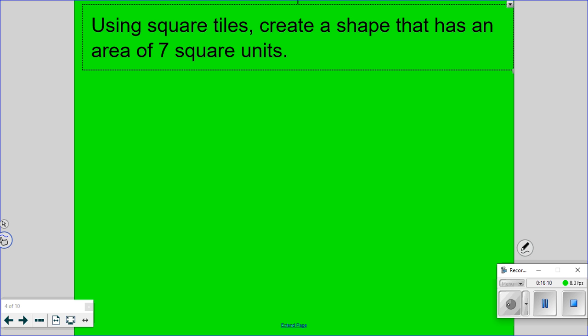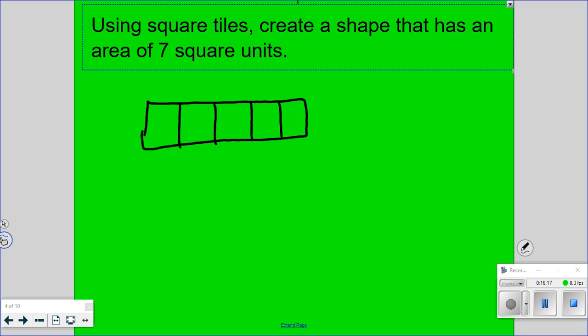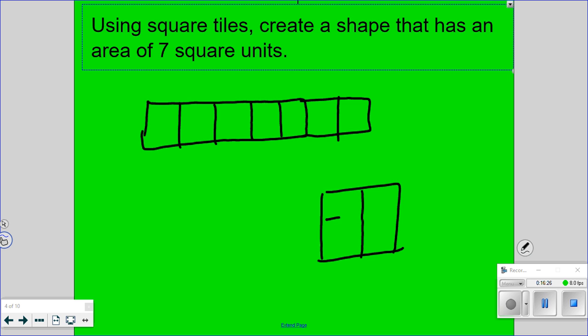All right, I saw a lot of shapes that look like this. You just had 7 squares: 1, 2, 3, 4, 1, 2, 3, 4, 5, 6, 7. I saw a lot of shapes that look like this. You might have put your 6 together and then had one sticking out somewhere. You might have had a different configuration. As long as you have 7 square units, you made a shape with an area of 7. If you have not traced it in your notebook, trace it in your notebook now.